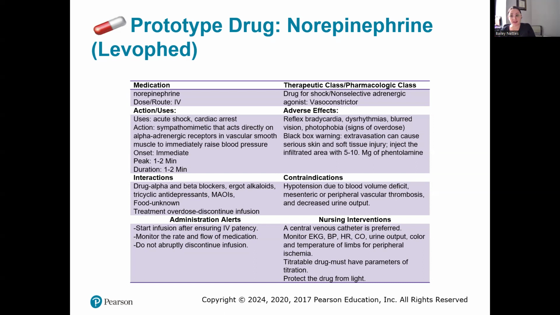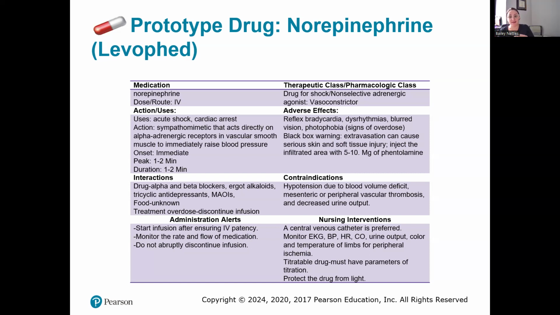The black box warning is extravasation. If it extravasates, it can cause really bad tissue injuries and skin sloughing. So you need to inject the area with phentolamine. Okay. We want to avoid alpha and beta blockers, ergot alkaloids, tricyclic antidepressants, and MAOIs. Okay. No foods. Treatment of overdose is discontinuing the IV. And we're going to put an asterisk, and we're going to talk about that in a minute. So there's an asterisk next to that. Please don't forget that.